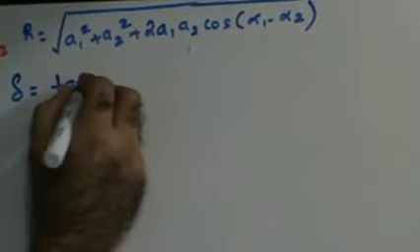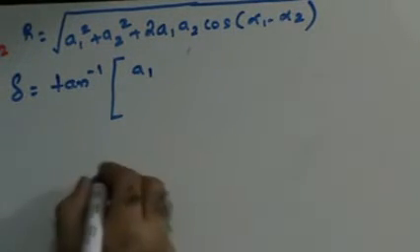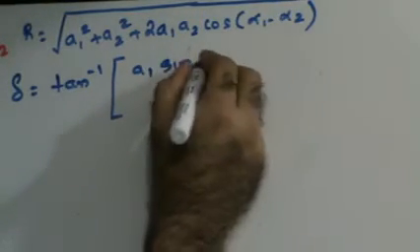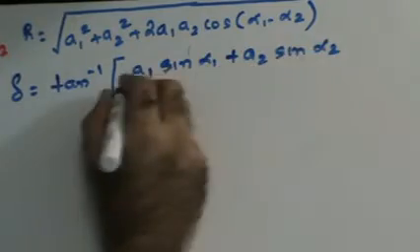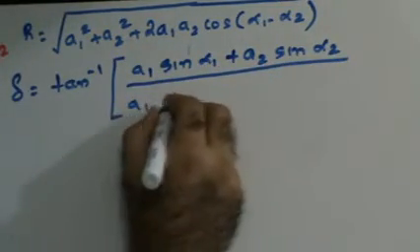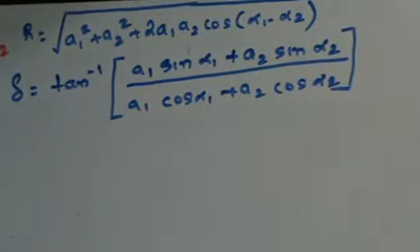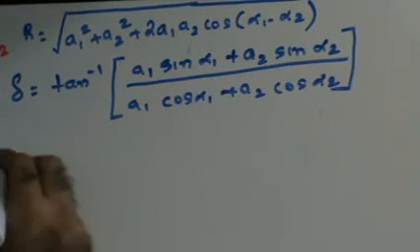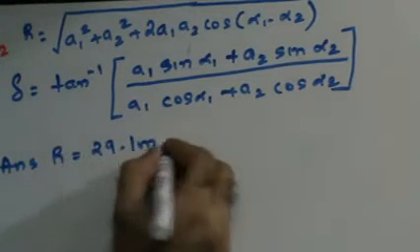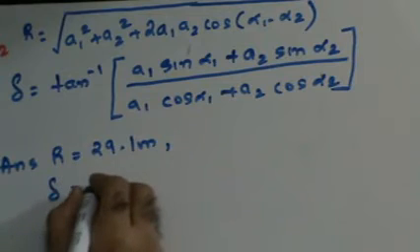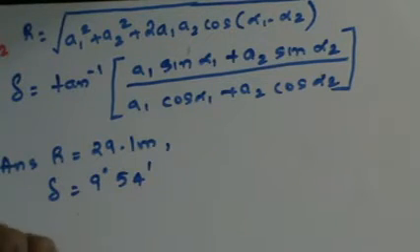Delta is tan inverse of this, also we've derived, which is going to be nothing but A1 sin alpha 1 plus A2 sin alpha 2 upon A1 cos alpha 1 plus A2 cos alpha 2. Right? The answer for this sum should be, substitute, get the answer. Resultant amplitude is 29.1 meters and the phase is 9 degrees 54 minutes. Take down next sum please.